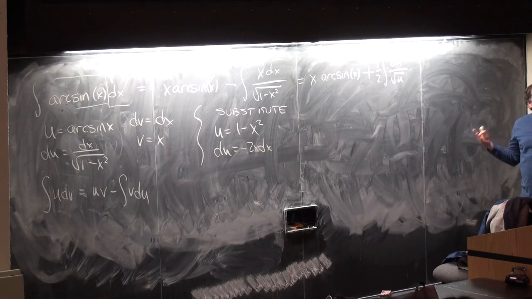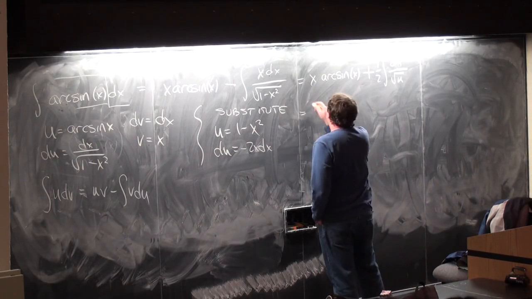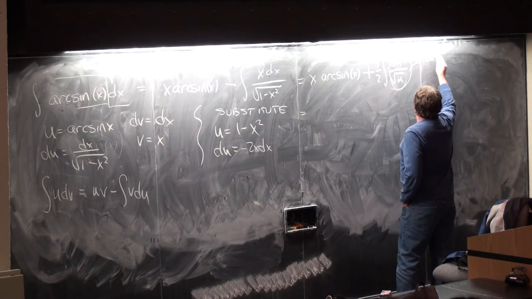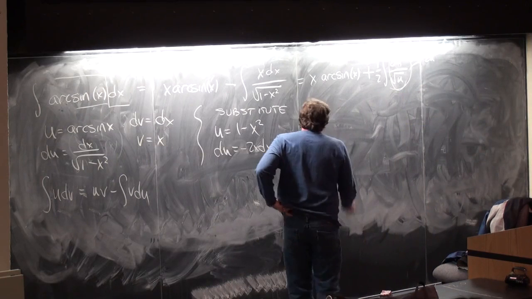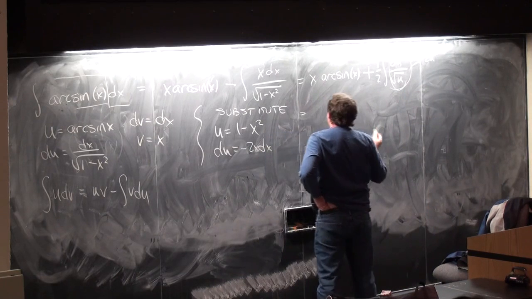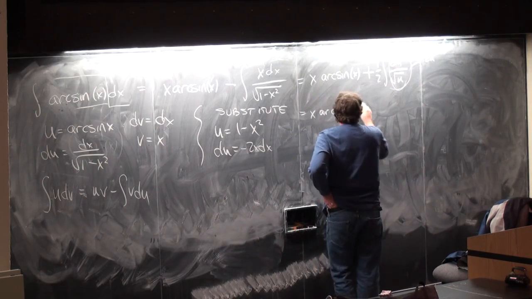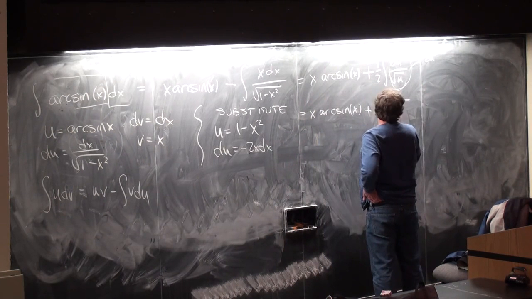So its integral is 2u to the plus 1/2. And this is 2u to the 1/2. But I'm taking half of it, so that cancels. So this is x arc sine x plus square root of u.